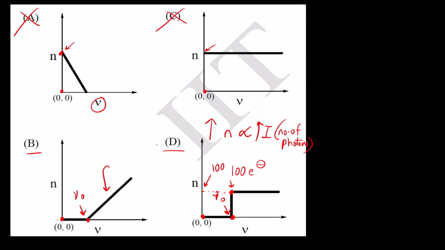So what will be the correct answer? The correct answer will be option D. It will not increase linearly. It will remain constant. You will not see any rise, because at the moment when the threshold frequency is reached, this many electrons are ejected. After that it becomes constant. It does not depend on the frequency. So the correct answer is option D.